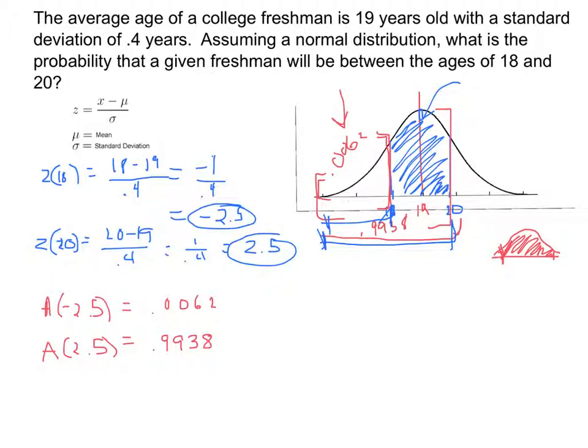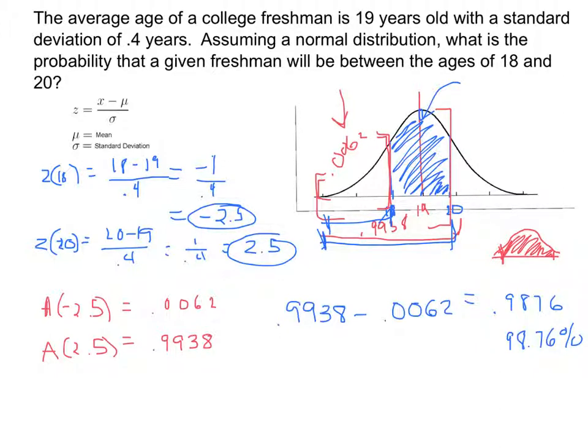So we have 0.9938 minus 0.0062, which is equal to 0.9876. So what does that mean? That means in between 18 and 20, 98.76% of the area of this graph is shaded in.